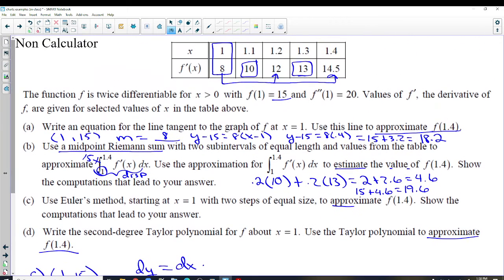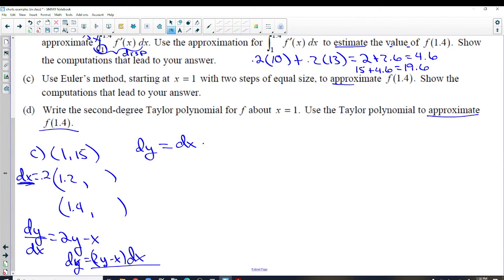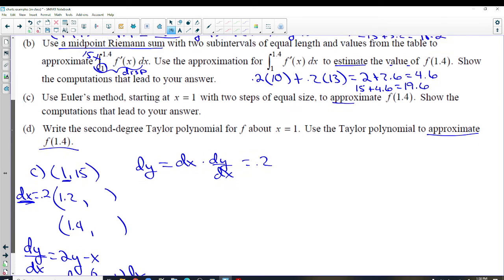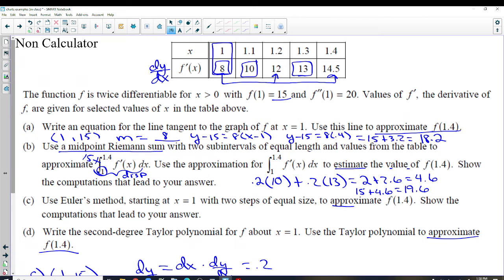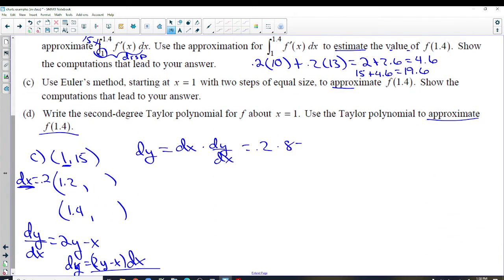Up in the chart, how can I write f prime? How can I rewrite that? What's that the same as? dy dx, right? So I actually have dy dx. So if we take dx times dy dx, we get dy, because they cancel out. That would be tough to come up with. Very tough. Well, the dx is 0.2, and for 1, the dy dx, or the derivative, is 8. So we need 0.2 times 8, 1.6, right? Yeah, 1.6. So this becomes 16.6, because we add on the 1.6, because that's how y changed.